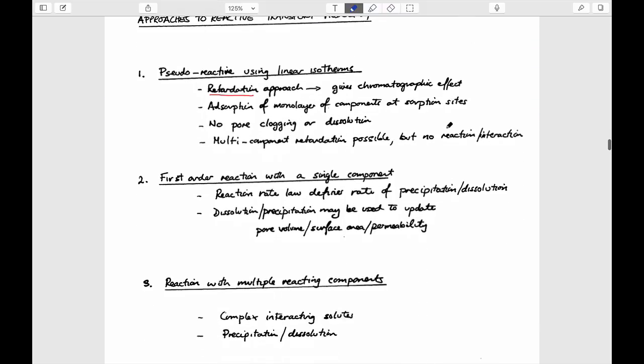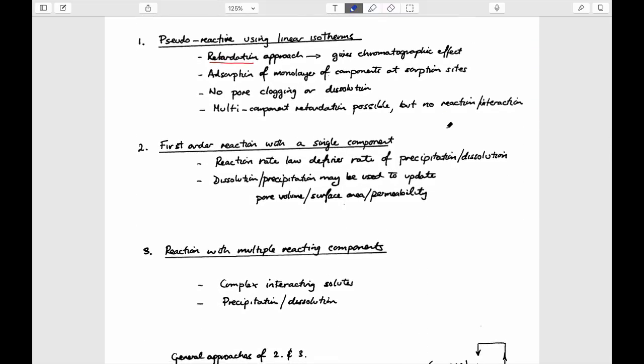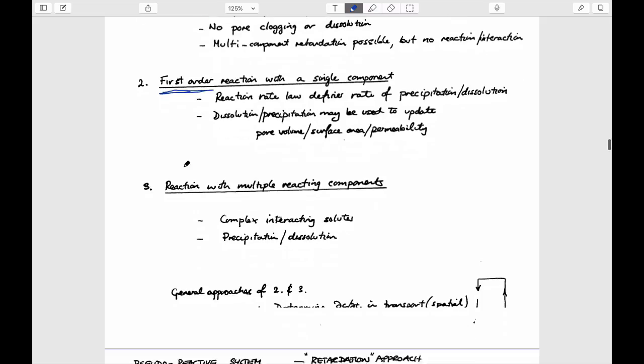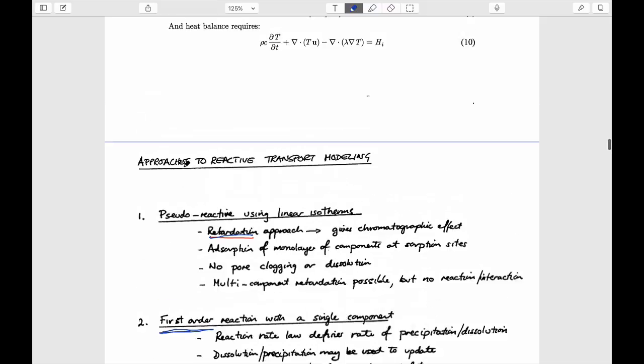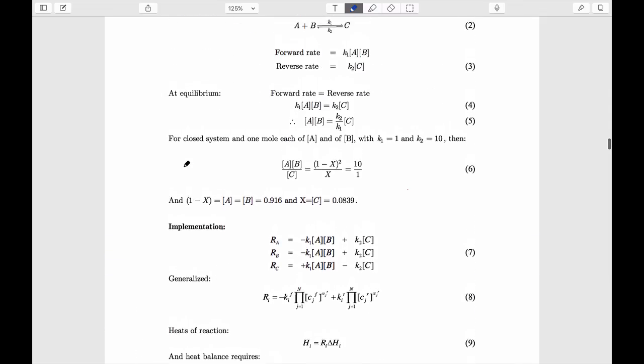So we said we'd talk about sorption, which is the first one, which is this retardation approach. We said we'd talk about first order reactions in terms of just dissolution precipitation, which is what we've just talked about. And then the much more general behavior is where we talk about reacting solutes. And so that's the more difficult one to talk about. It's kind of explained here.